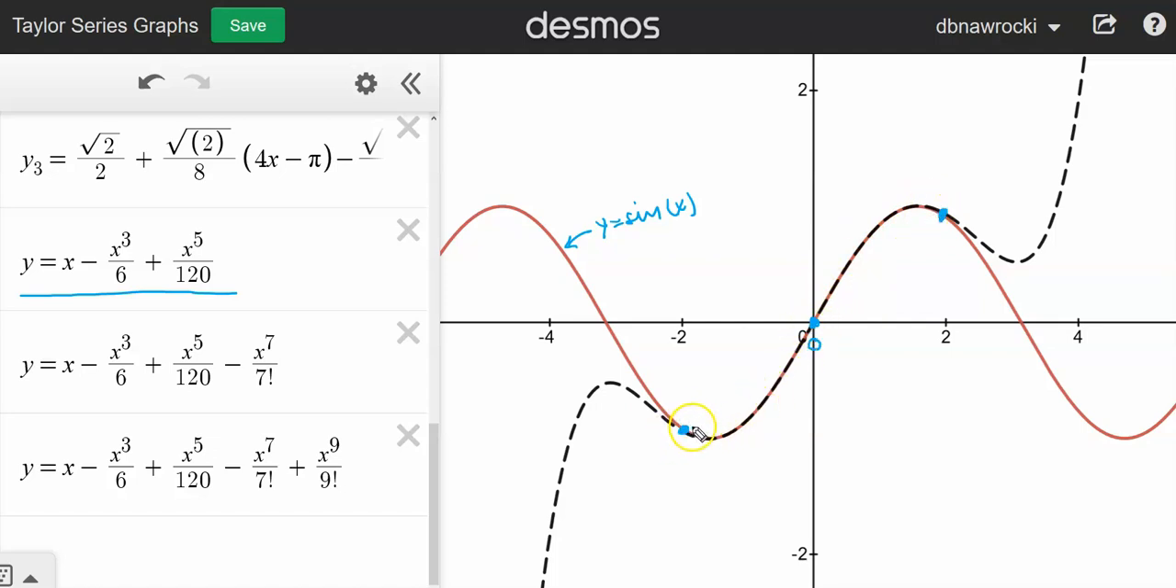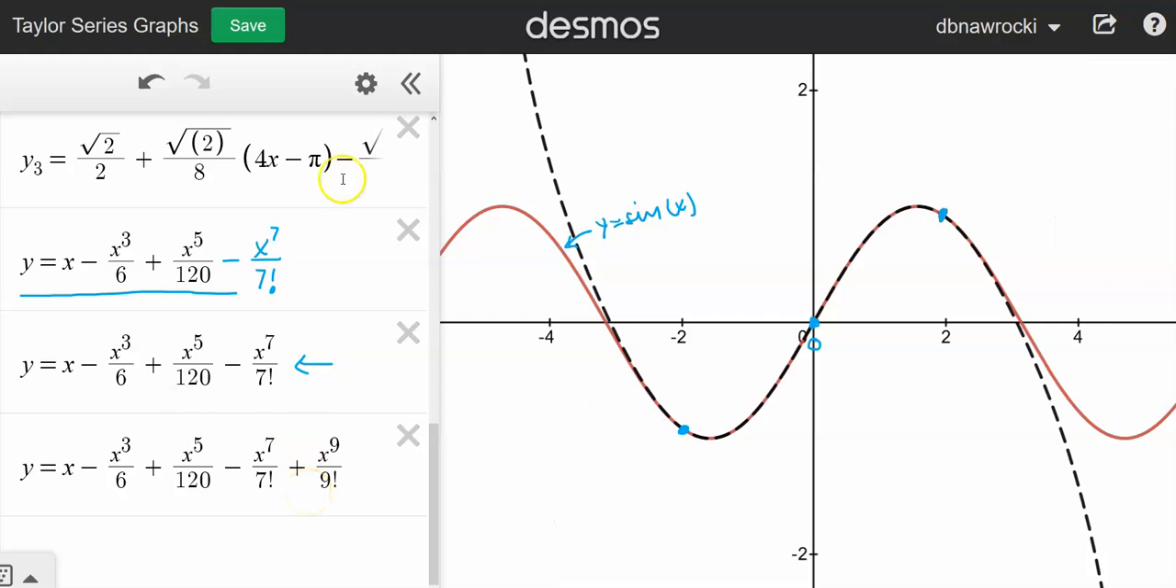Now let's take a look at the 7th degree Taylor polynomial. Remember, to get that, all we have to do is take our 5th degree Taylor polynomial and subtract x to the 7th over 7 factorial. And that's what we have right here. And let's see how that compares to the 5th degree Taylor polynomial approximation. So right there's our 7th. Let's take away the 5th. Okay, so there is our 7th degree Taylor series approximation for the sine.